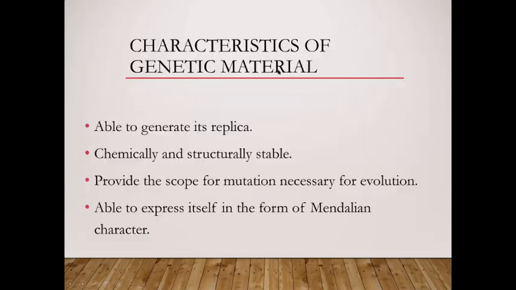Characteristics of genetic material. Genetic material is able to generate its replica. Replica means duplicate copy. Chemically and structurally they are stable. They provide the scope for mutation necessary for evolution, and evolution is a gradual change. It is able to express itself in the form of Mendelian characters.